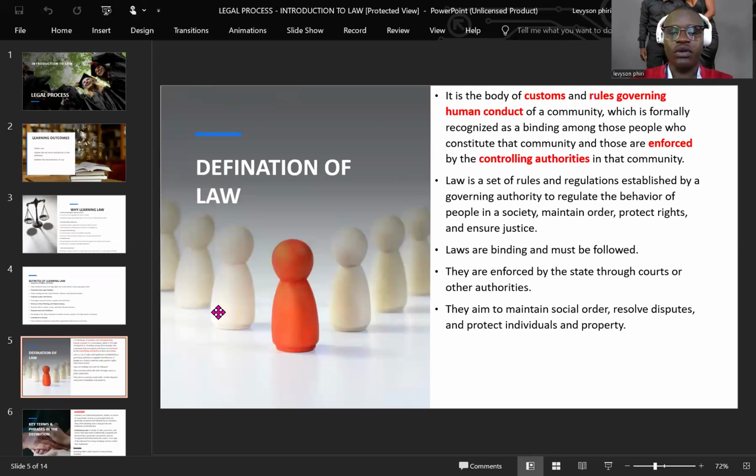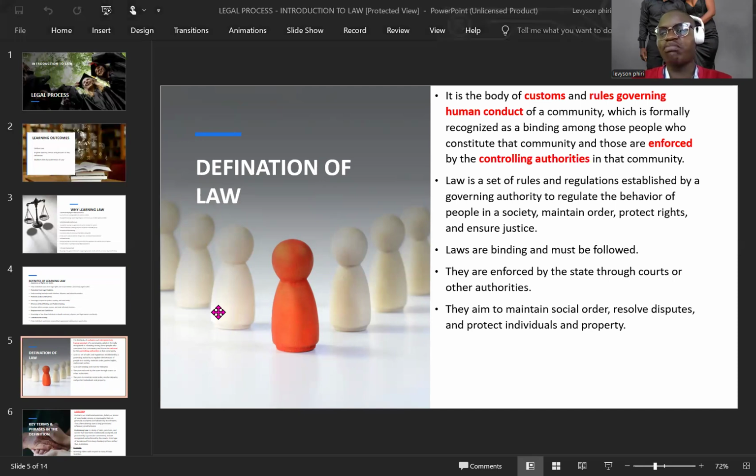Definition of law. I know that in some other books, we have a lot of definitions of law. When you go to different sites, when you go to different books, you find law explained in different categories. Like today, the definition I've given you qualifies because you'll be able to understand it when we go deeper into our lesson for today. Okay, what is law?